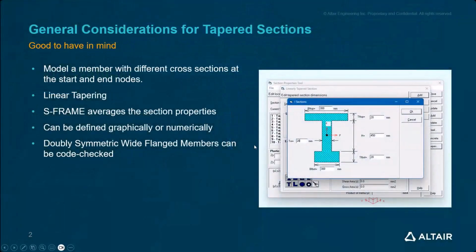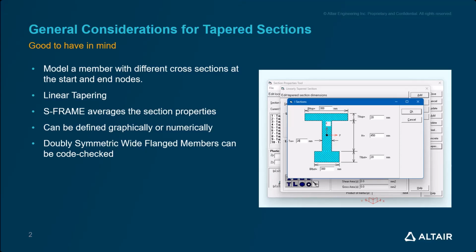Since we don't have too much time, I'm going to try to cover the most important things related to this topic. We're sticking to these general considerations for tapered sections. It's very important to keep in mind a couple of things. One, tapered section modeling lets you model a member with different cross sections at the start and end nodes. This tapering is considered linear, so we are not adding other shapes in the middle of the member or near the end or something like that.